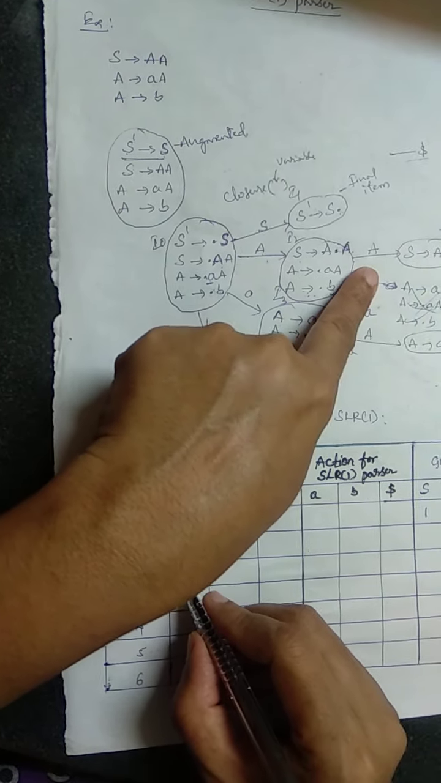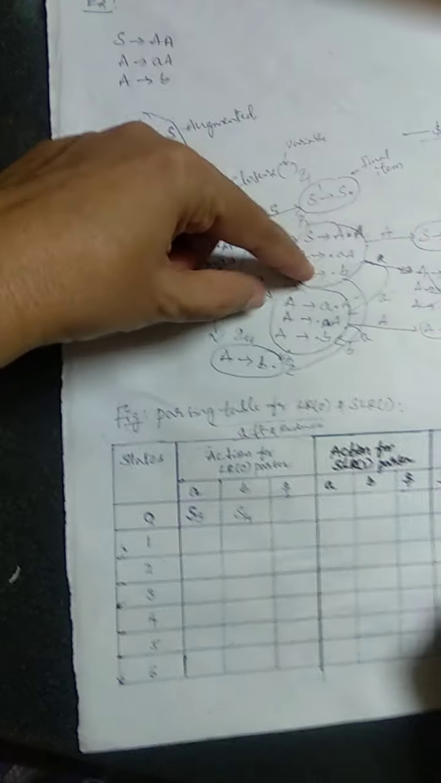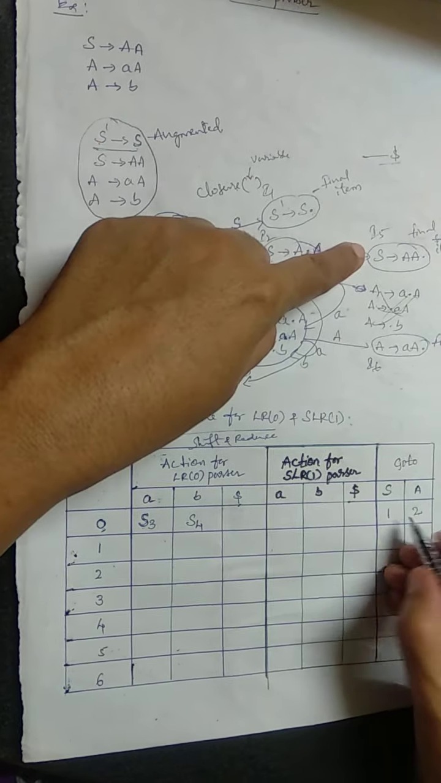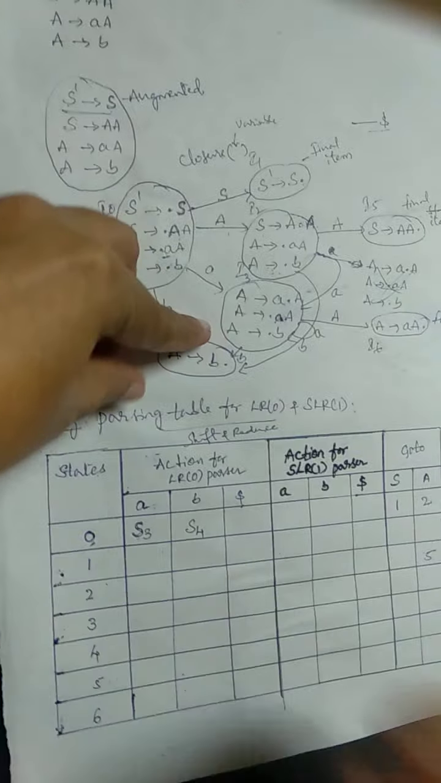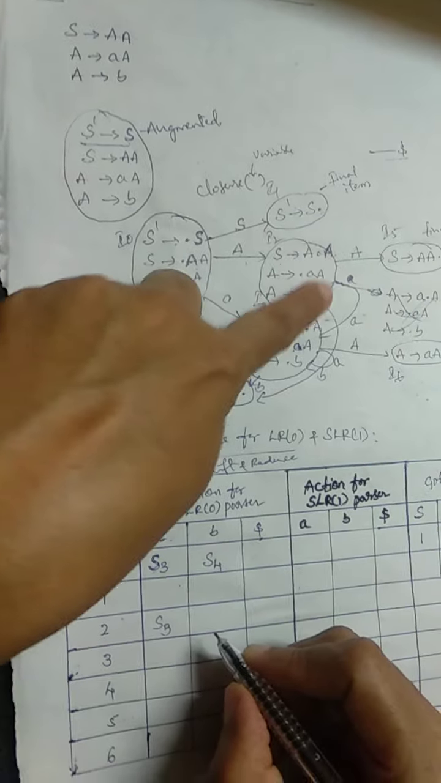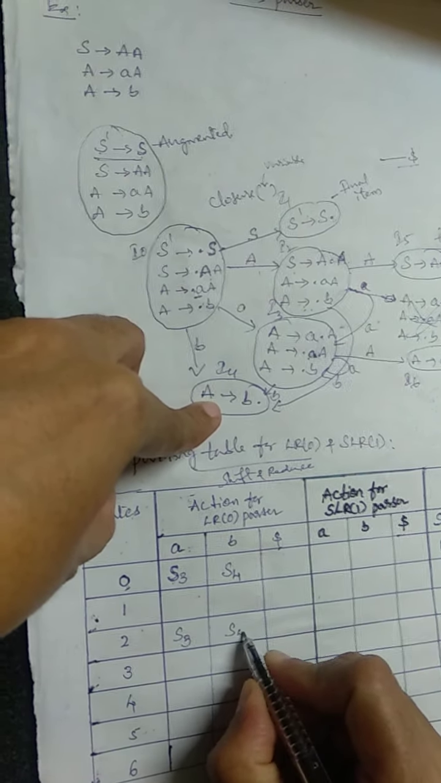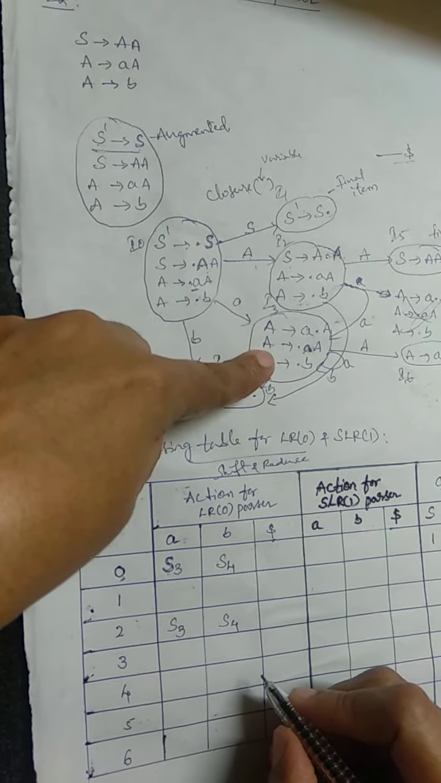I2 on input symbol A, where is it going? It is going to the state. Let me name I5 and this is I6. Right? It is going to I5. On input symbol A, where is it going? To the state I3. Shift 3. Why? Because this I2 does not have any final items here. And on the other input symbol it is going to the state 4. Okay.